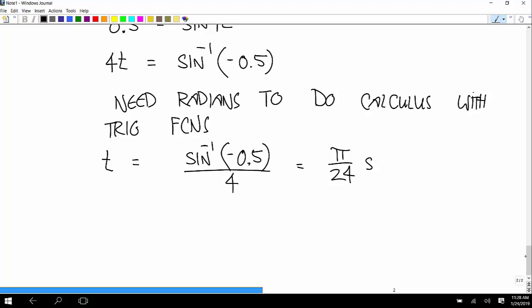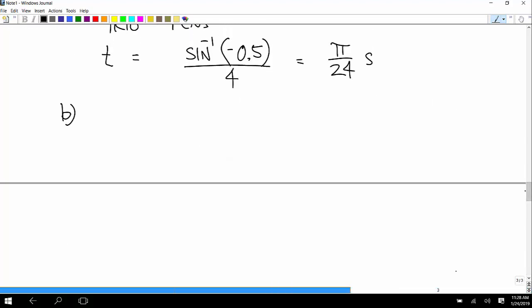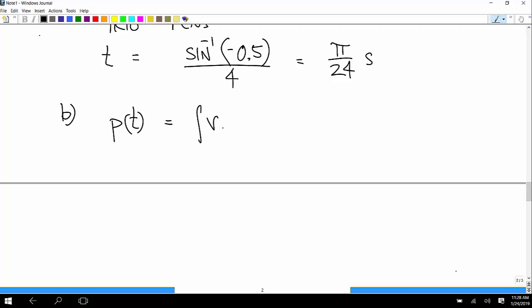Okay. Now we have to plug that into the position function and just calculate the position at this instant. We don't have the position function yet. We have to integrate again for that. So how do we get the position function from what we have? Yeah, integrate the velocity function. So position as a function of time is the integral of the velocity with respect to time.